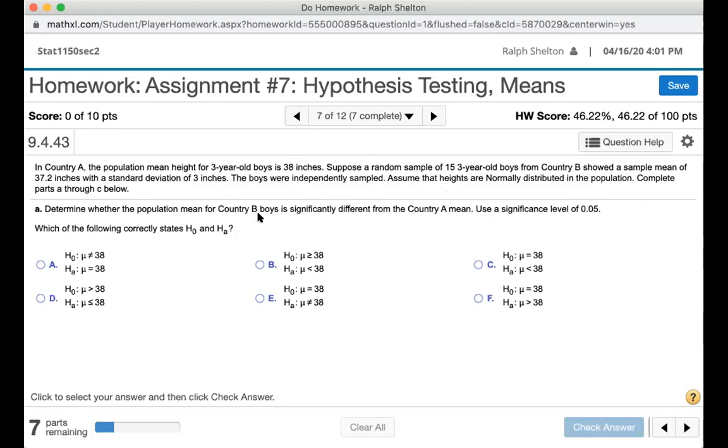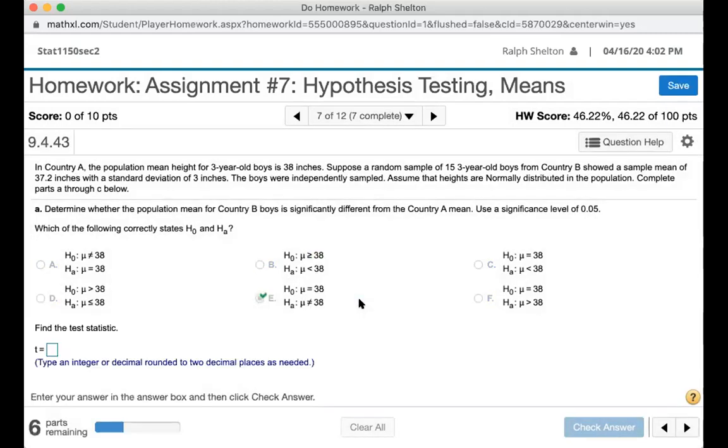It just says significantly different. There's no mention of whether it's higher or lower. So we don't know. We're just testing to see, is it different, period. So it's a two-sided test. So the alternative hypothesis is going to be not equal to 38. Is it different from 38? Is it not equal to 38? So there.